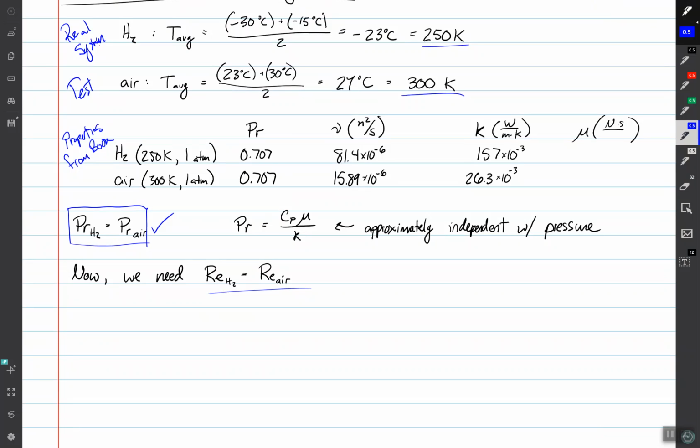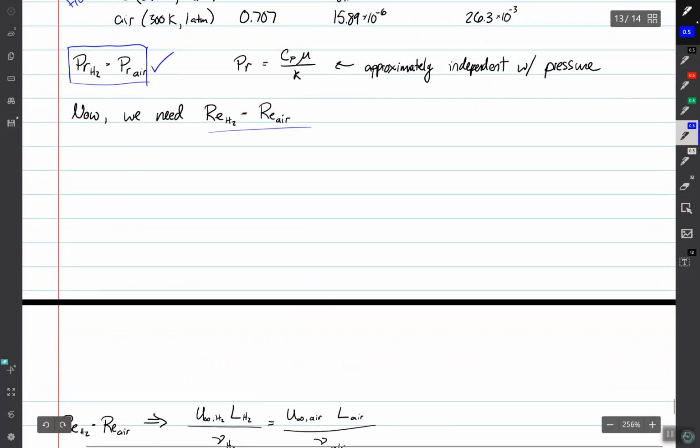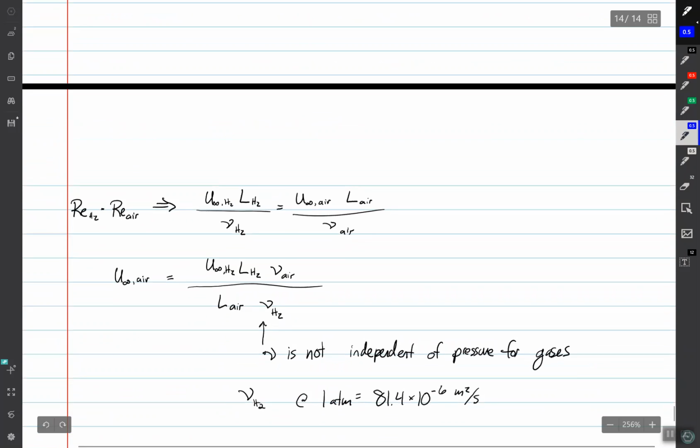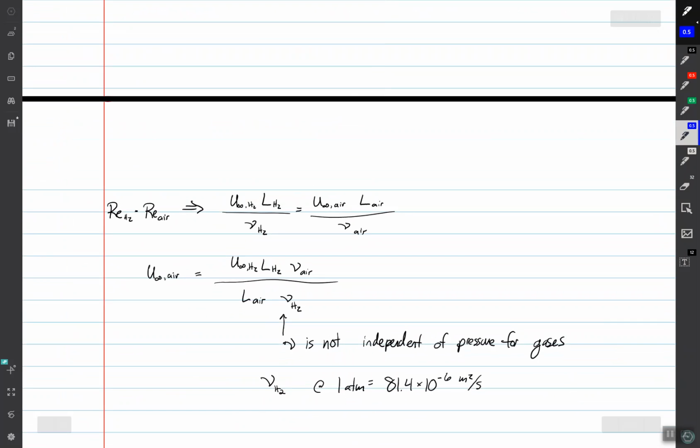So our Reynolds numbers, right, if we want to make the Reynolds number of our real system with hydrogen equal to the Reynolds number of our test system with air, we need this equation to be true. The velocity of our hydrogen times the length scale in our hydrogen case divided by the kinematic viscosity of hydrogen equals the same stuff for air. We can rearrange that equation and solve for the velocity of our air.